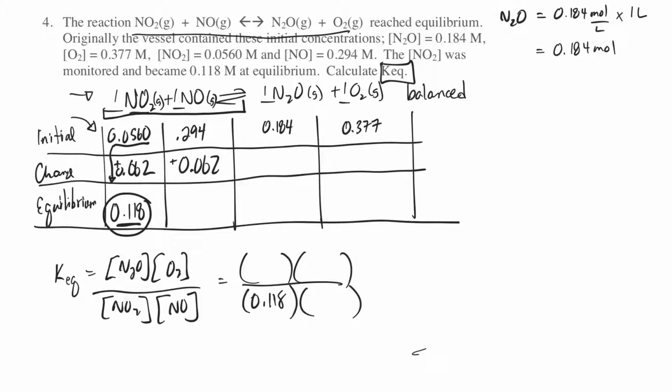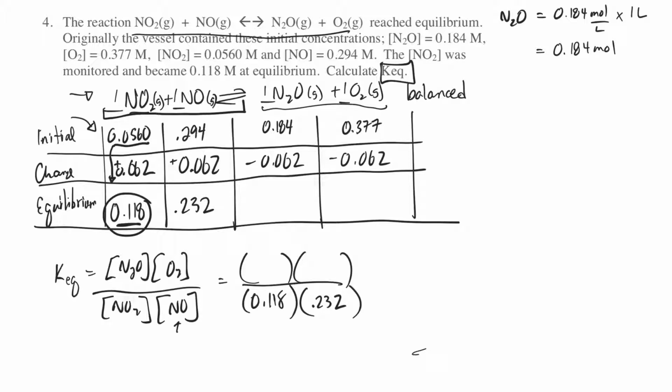Now on the other side of the equation, so both of these went up by that amount. On the other side of the equal sign, they would have to have gone down. So they have to go down by 0.062. And this one down by 0.062. Okay, so I'm going to take 0.294 minus 0.062, 0.232, and that's NO, and that goes right there. So that number, 0.232, goes right here.